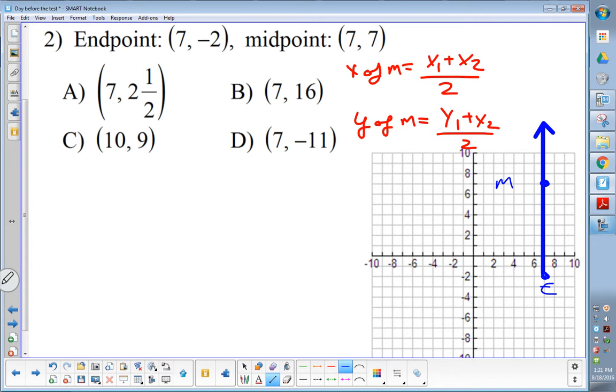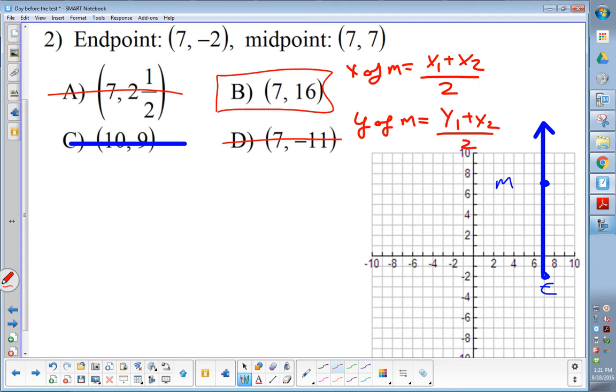Okay? What is the x value of my other point got to be then? 7, because I'm going straight up, so it's not C, because that has a 10 in it. It is somewhere north, somewhere above this y value of 7. So it has to be above 7 for my y value. So it's not negative 11, and it's not 7 and 2 1/2. Okay, if you got 2 1/2 there in the middle, it's because you found the middle of that. We don't need that. My answer is B. Done.